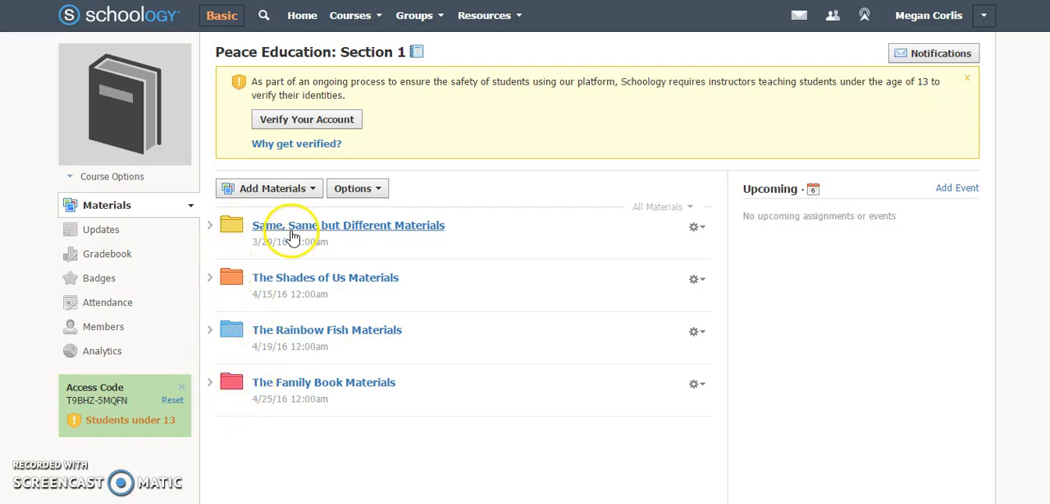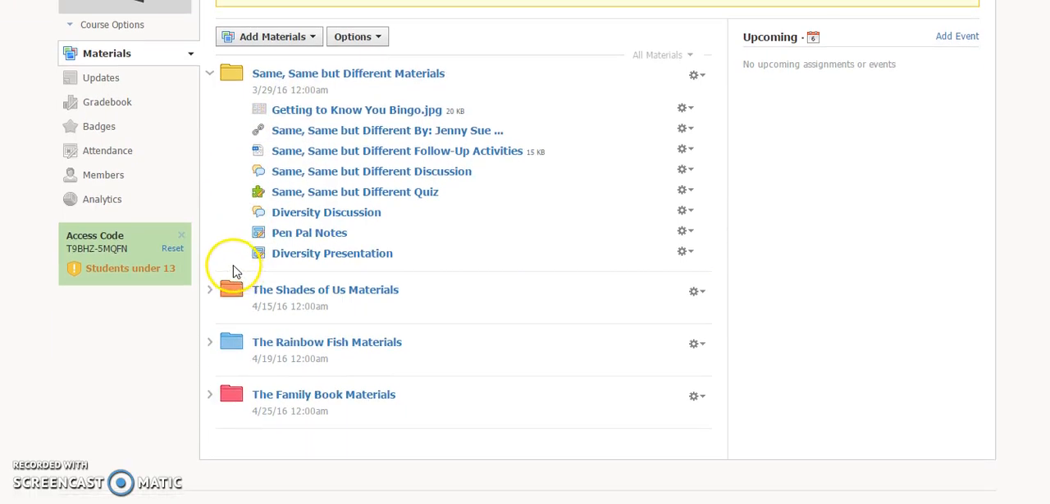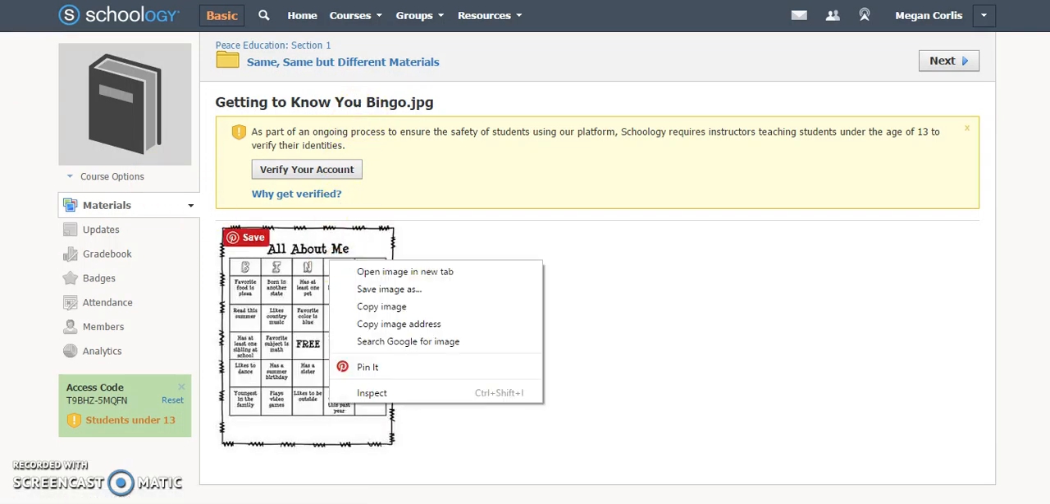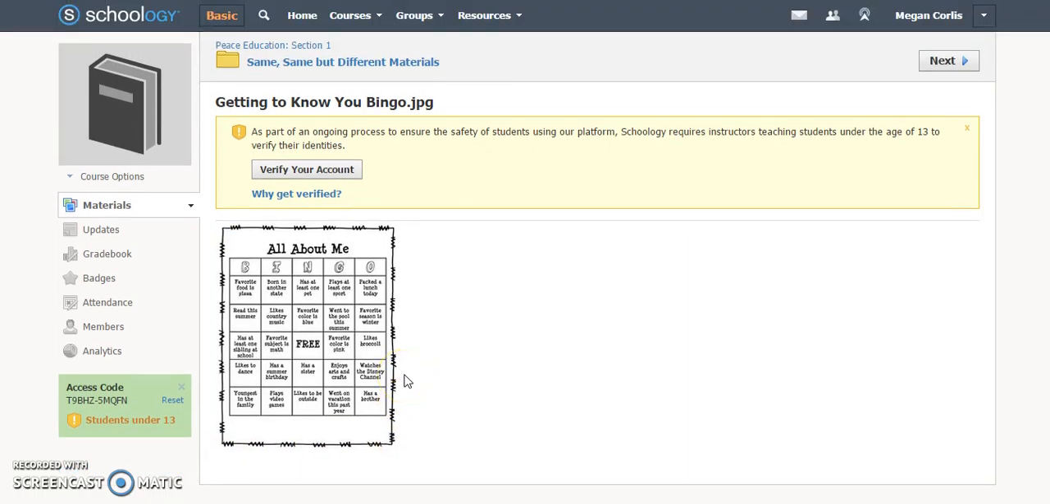So the unit begins using the text Same, but Different. And if you click on the drop down, you can see one by one all of the materials that are incorporated into this unit. So the first day would be using Getting to Know You Bingo. And if you click on the link, the document will show up. So here students would be playing bingo with the purpose of finding similarities and differences among themselves, so they can get to know their fellow students in the classroom and to make some connections as well before we get into the more difficult aspects of the unit.